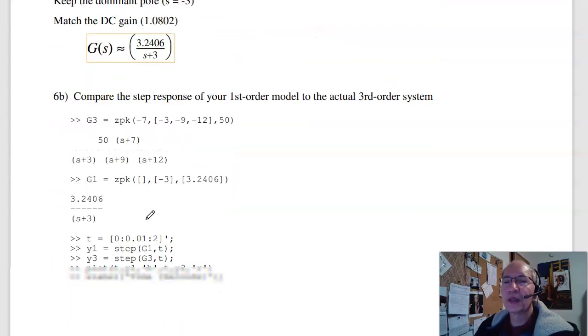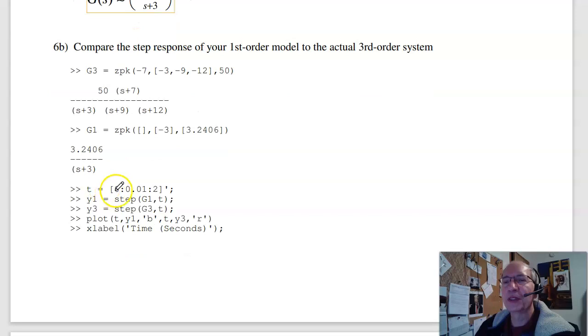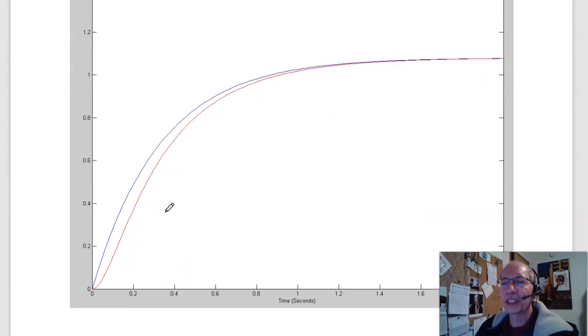To check, I could plot the step response of the third order system, call that g3, and the step response of the first order system, call that g1. Input the two systems. Let's go from 0 to 2 seconds. Find the step response of g1. Find the step response of g3. Plot the two together. And here's what you get.